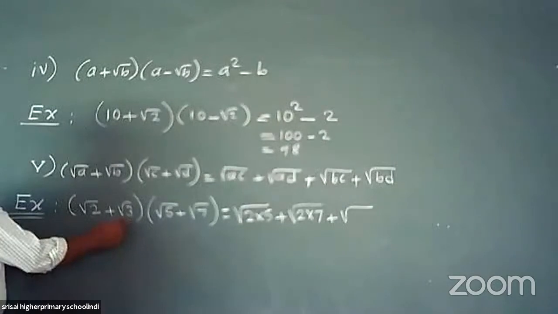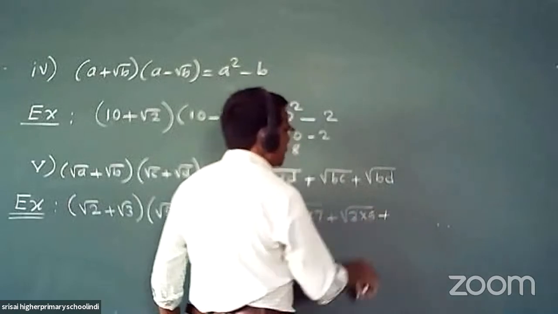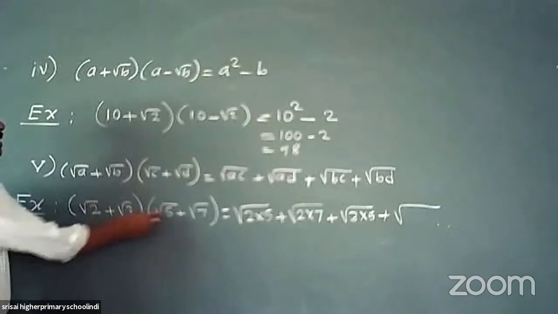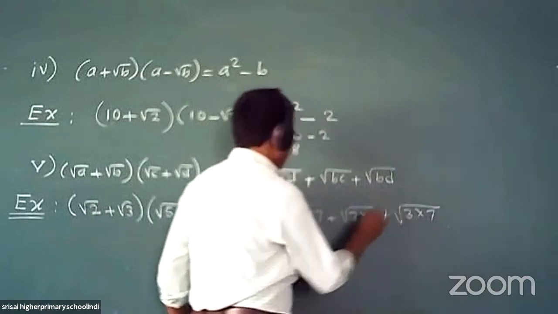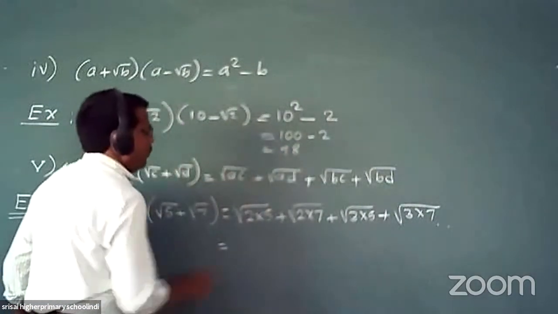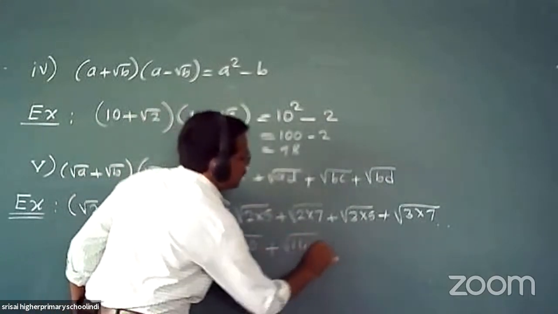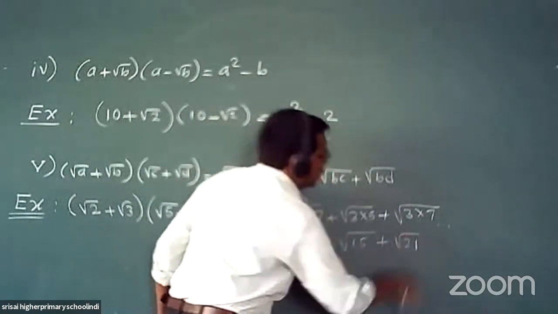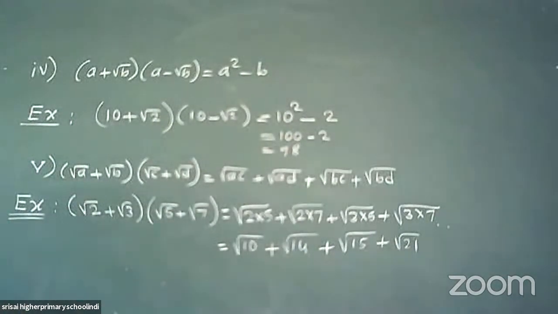Plus square root of BC. B is 3. C is 5. So 3 into 5. Plus square root of BD. B is how much? 3. D is 7. So 3 into 7. So this is equal to square root of 2 5s are 10 plus square root of 14 plus square root of 3 5s are 15 plus square root of 21. This is simplification. You are understanding, students? How many of you understood? Raise your hand.